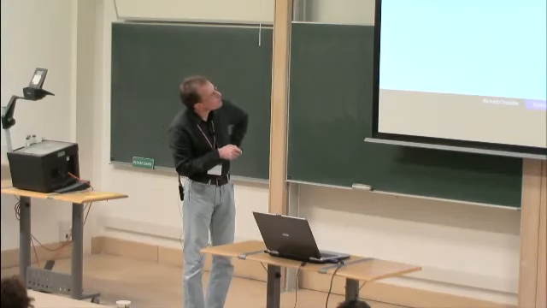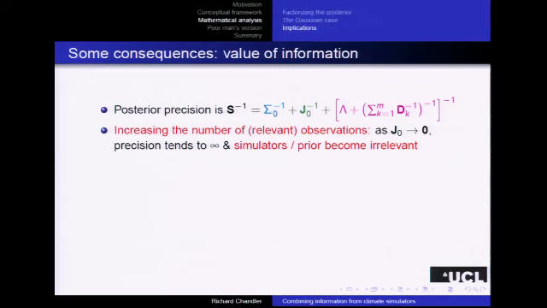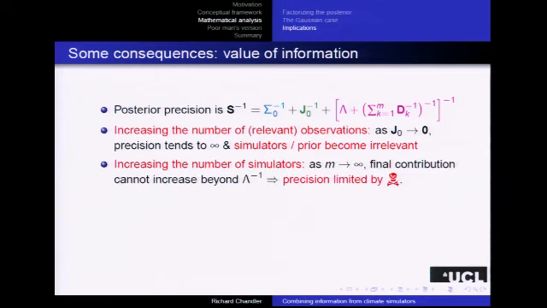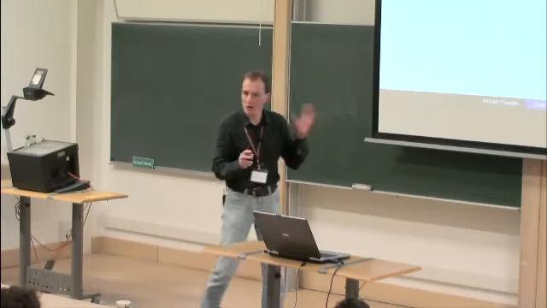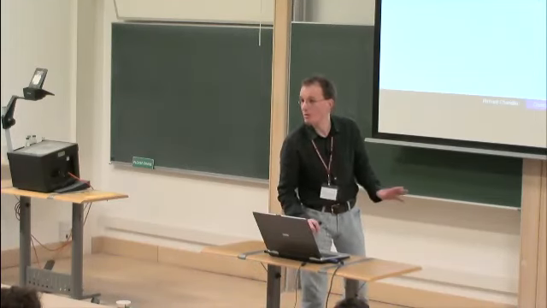If J0 goes to 0, this thing's going to go to infinity, and the precision goes to infinity. Increasing the number of relevant observations tells me everything I need to know. That's not a surprise, right? Now, increasing the number of climate simulators: as n goes to infinity here, maybe I can make this bit go to 0, but that lambda will always be there. And that limits the precision of any multi-model ensemble. You cannot get arbitrarily precise just by funding more and more climate models.